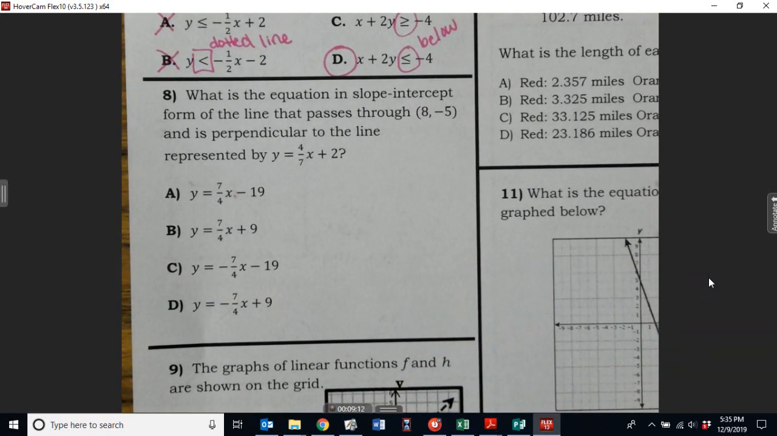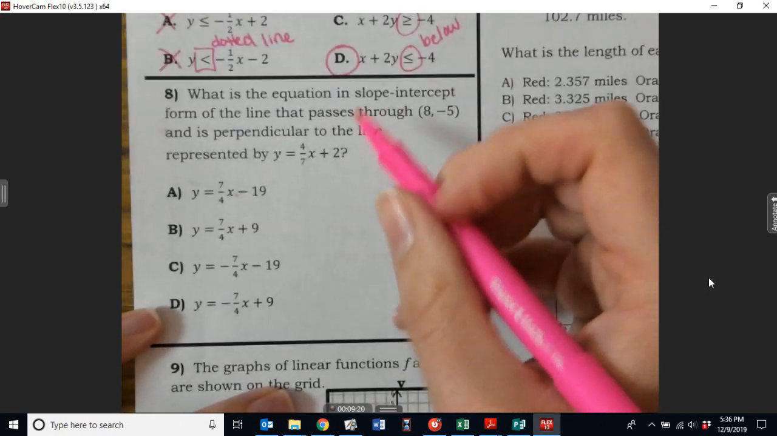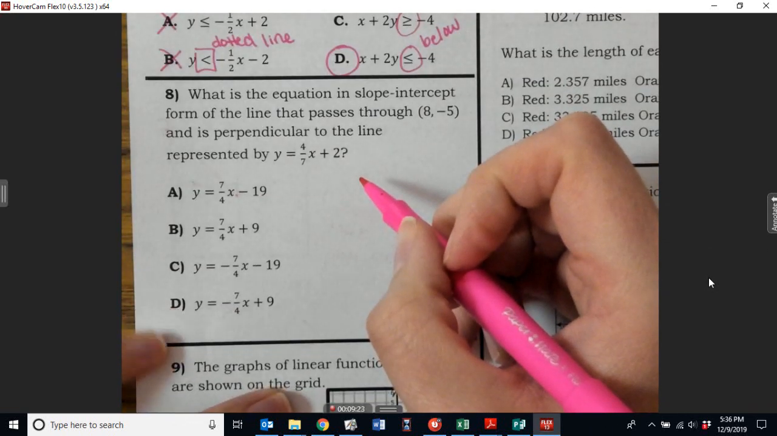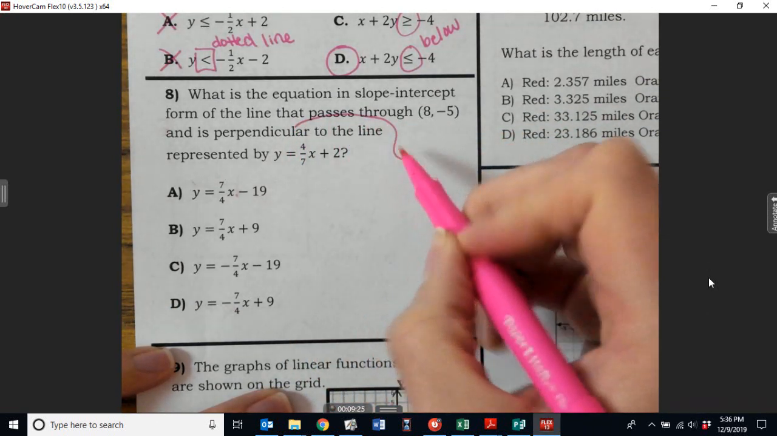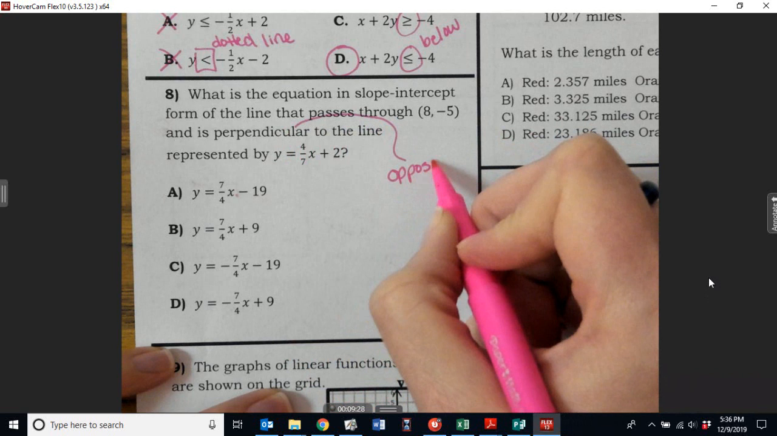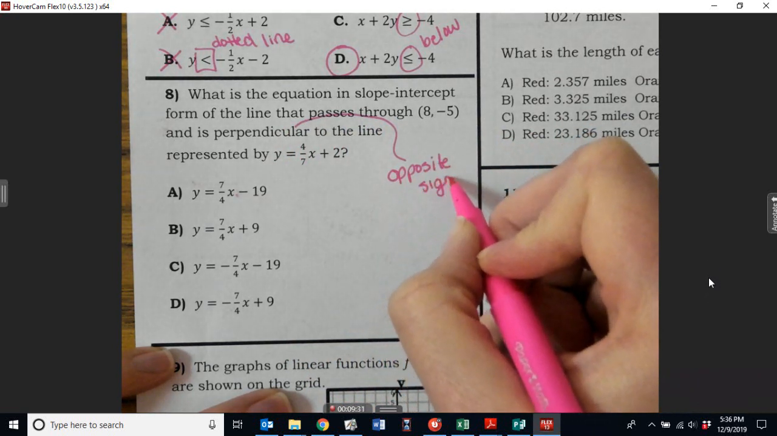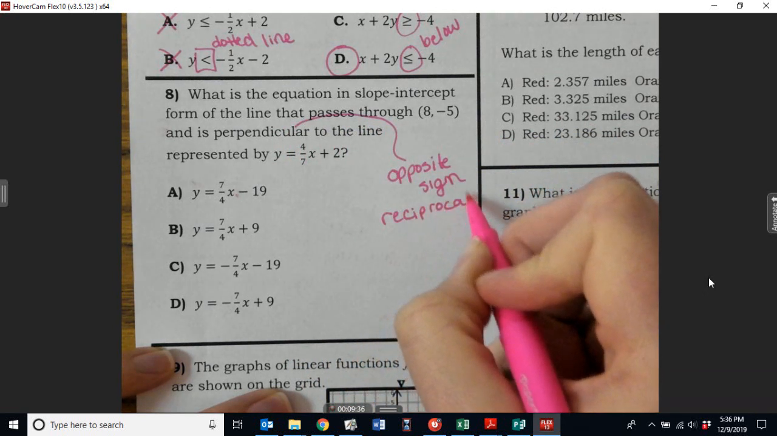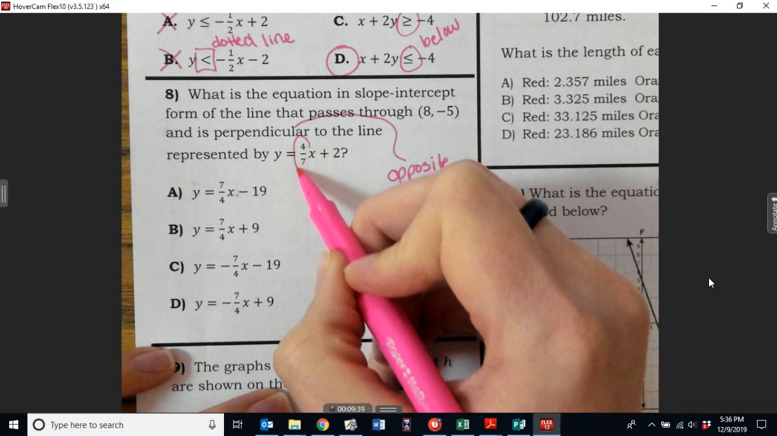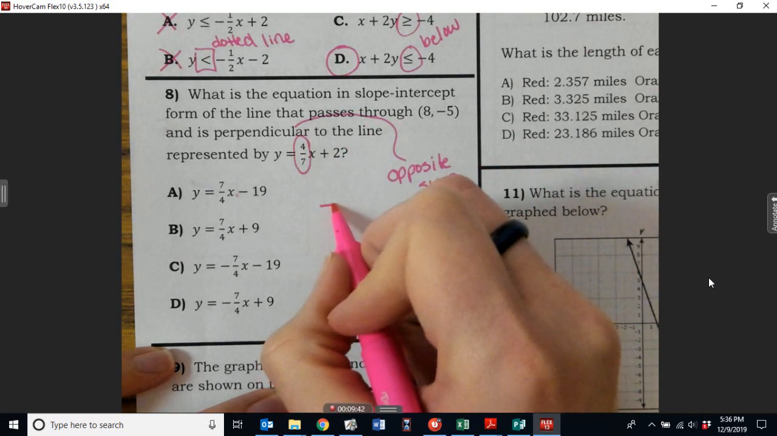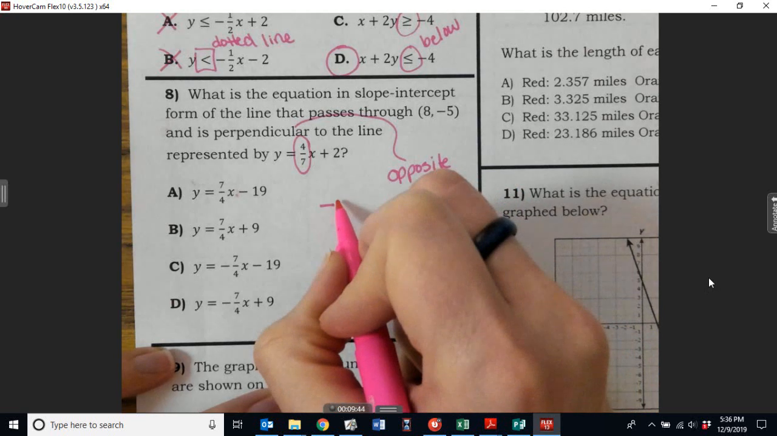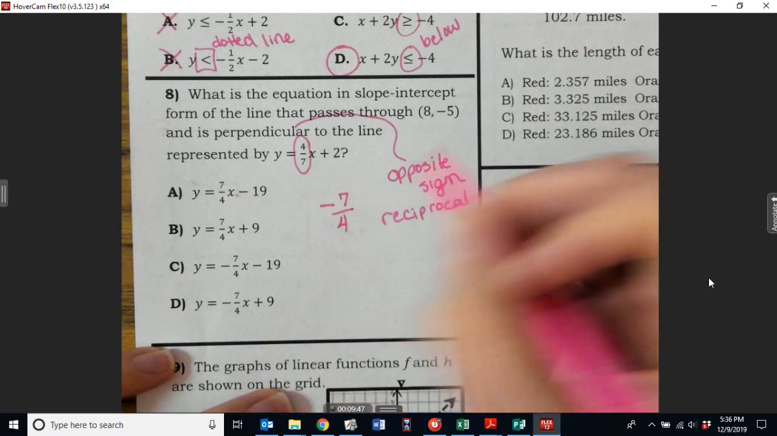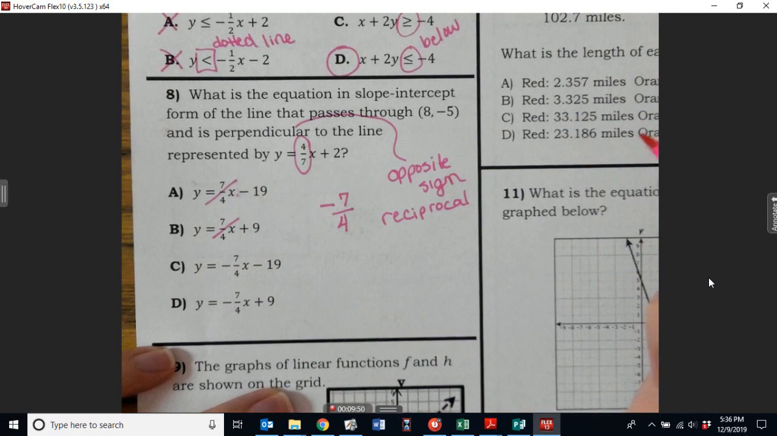Number 8. What is the equation in slope-intercept form of the line that passes through (8, -5) and is perpendicular to the line represented by y = 4/7x + 2? So remember, perpendicular means opposite sign and then reciprocal slope, which means you flip the fraction. So my slope right now is 4/7, and if I change it, I make it negative, and if I flip it upside down, I make it -7/4, which means those two are out.